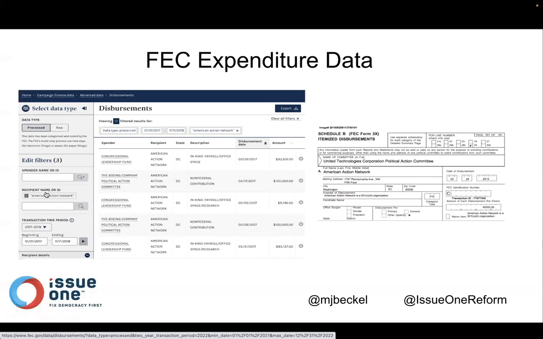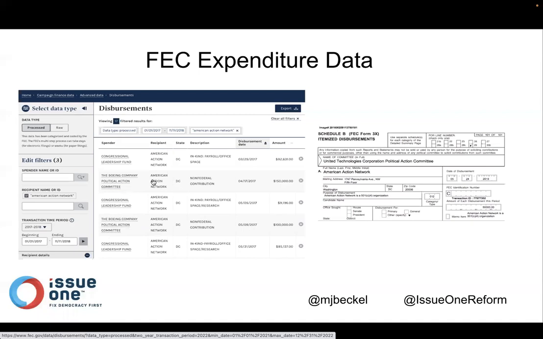And if you're lucky, you will get some hits. So here is an example of the American Action Network, a major conservative dark money player, and it has received money not only from its sister super PAC, which is called the Congressional Leadership Fund, but also by some corporate PACs.